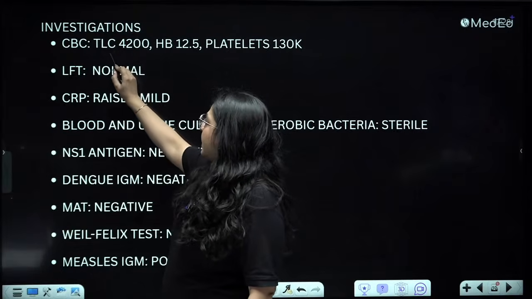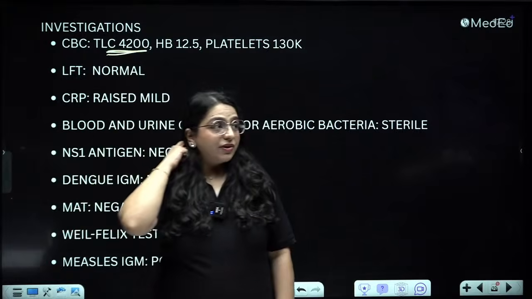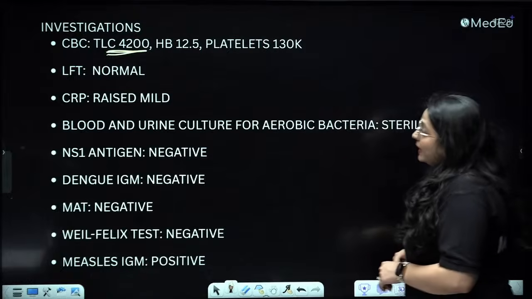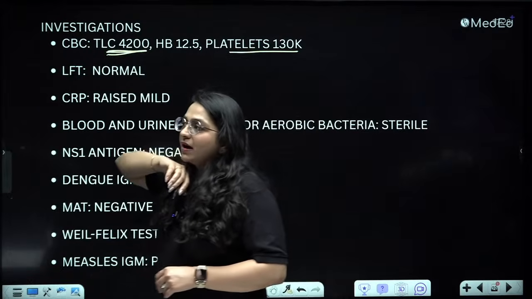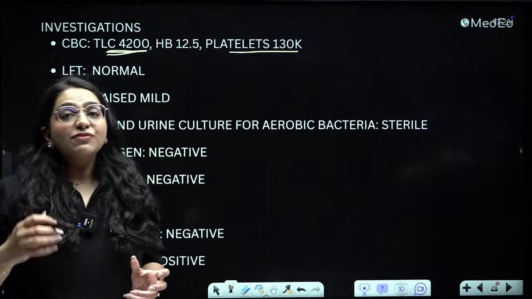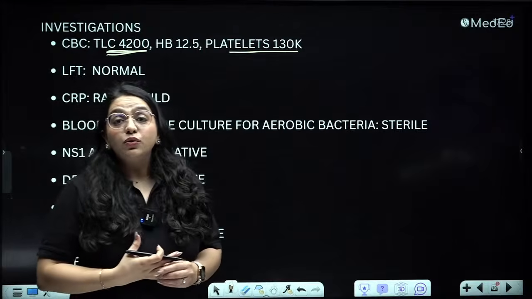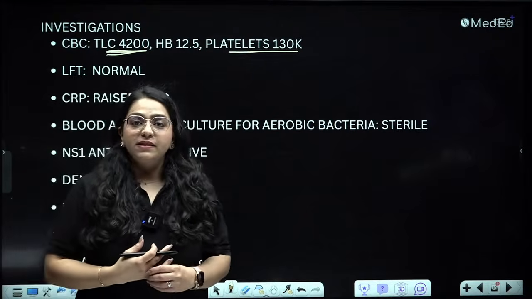But here you see, there seems to be lymphocytopenia. The TLC is not raised. It is in fact 4.2 K. Hemoglobin seems normal and the platelets are also not markedly reduced. If I was suspecting dengue, then I should have definitely thought of deranged hematocrit and thrombocytopenia. That does not look like it in this picture.